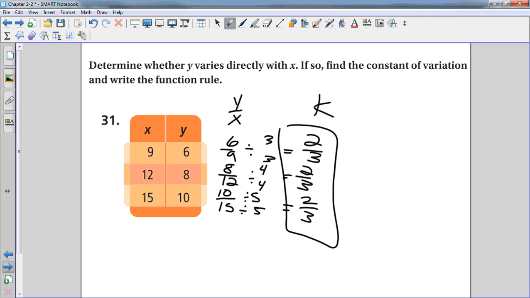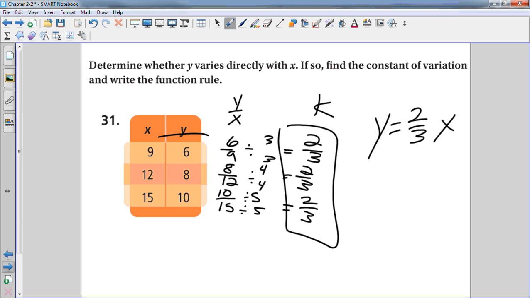So does y vary directly with x in this one? Yeah, would they all be on the same line? Yep. What is the line? What's the equation of the line? What's the function rule? Y equals 2/3 x. Because k is 2/3, so it's just y equals 2/3 x.